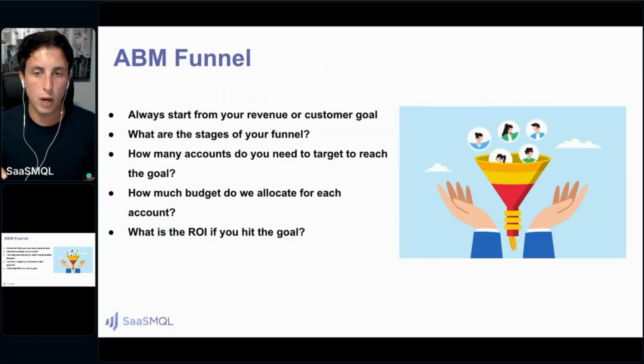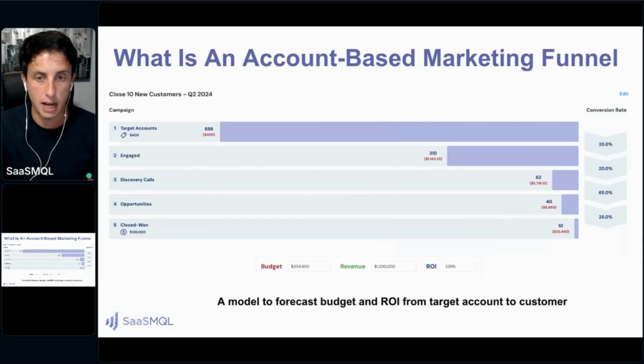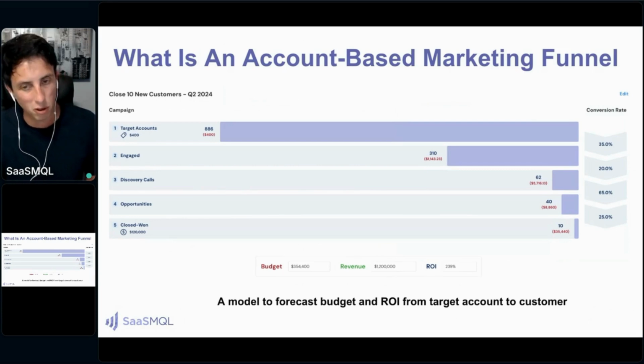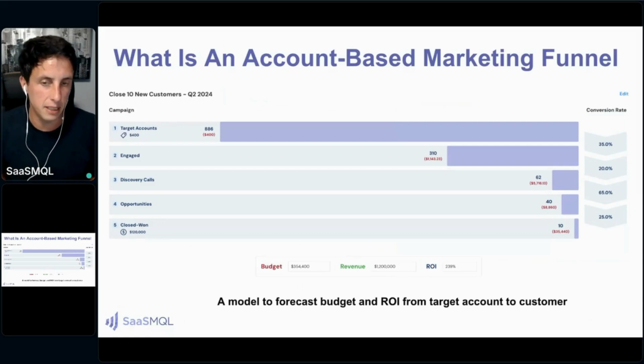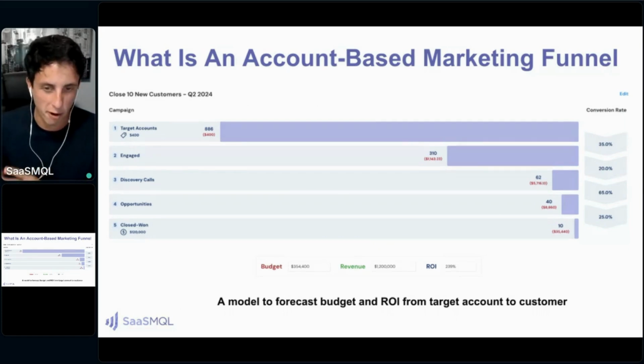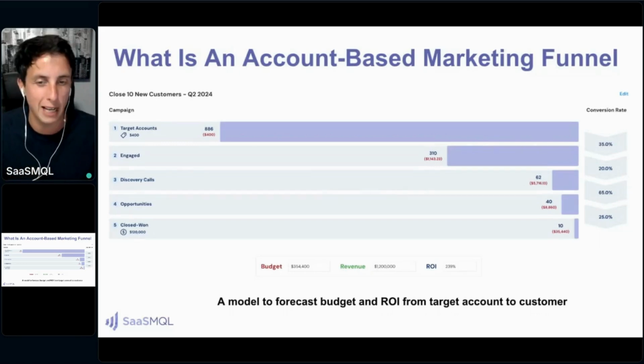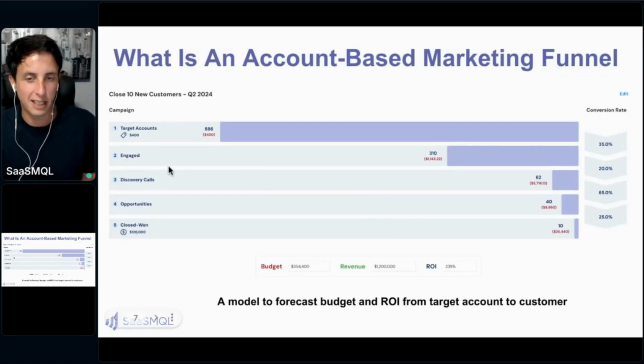So what are the stages of your funnel? In this case, you saw I use target accounts to engage, to discovery call, to opportunity, to closed one, which is pretty typical in SaaS. You can have slightly different stages. Maybe you have target accounts and then aware accounts and then warm, and then you might have multiple flavors of engaged. Engaged is a pretty generic term, to be honest.